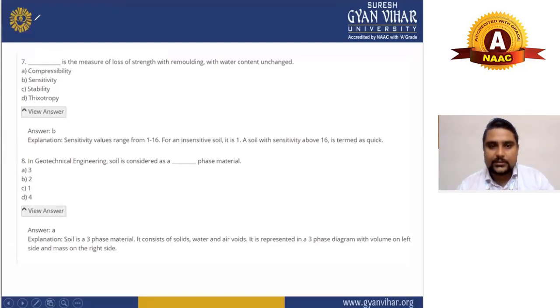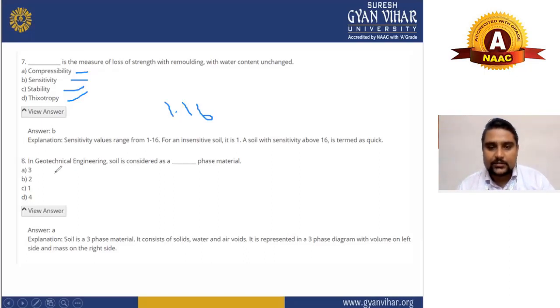Next question is number 7. Blank is the measure of loss of strength by remolding with the water content unchanged. What will be the right answer? Options given: compressibility, sensitivity, stability, and thixotropy. Let's see what will be the right answer. Sensitivity values range from 1 to 16 for sensitive soil, and a soil with sensitivity above 16 is termed as quick. And here the right answer will be D. Come on to the next question.